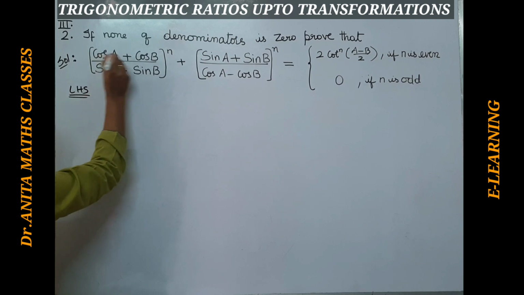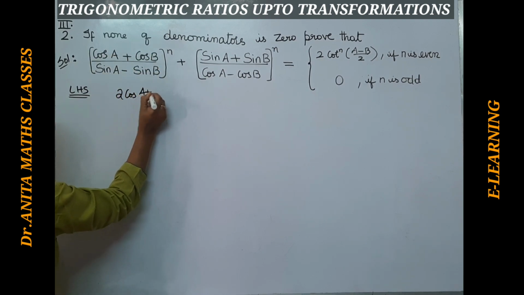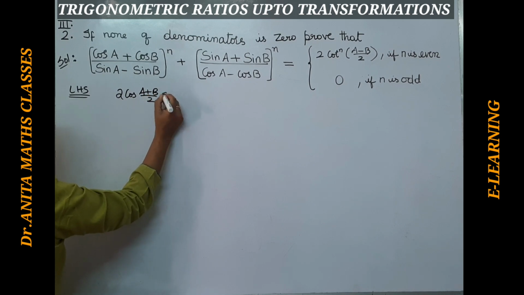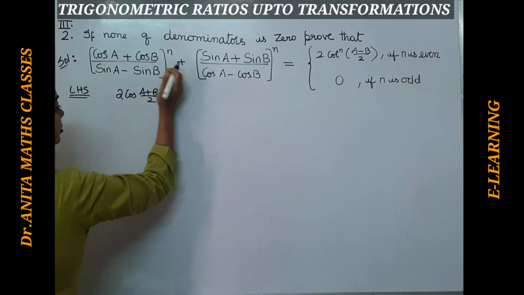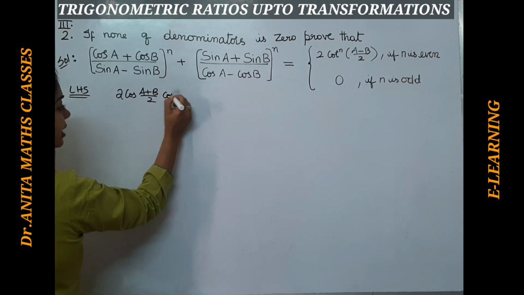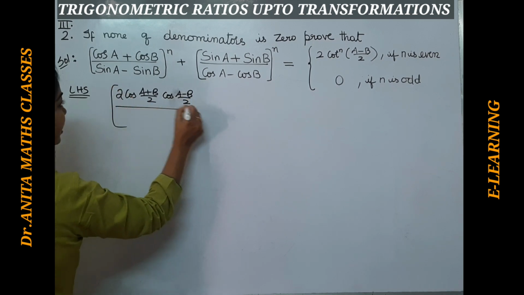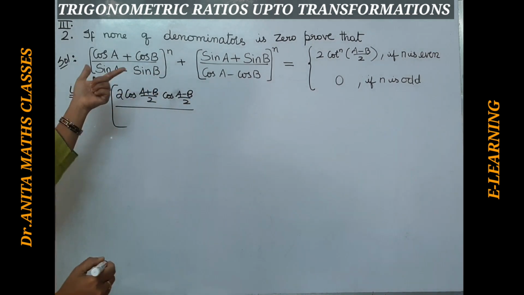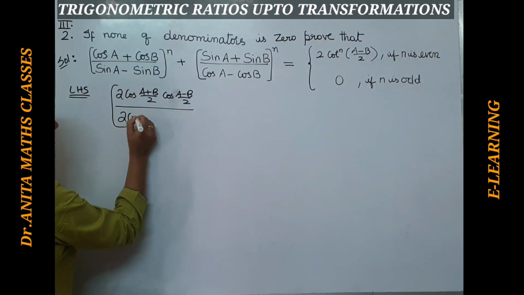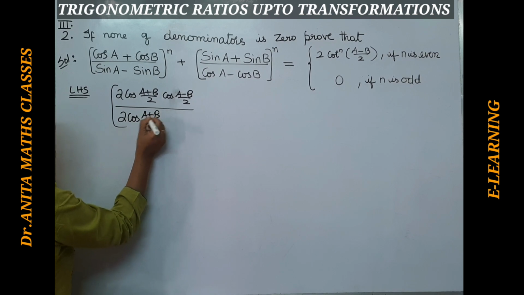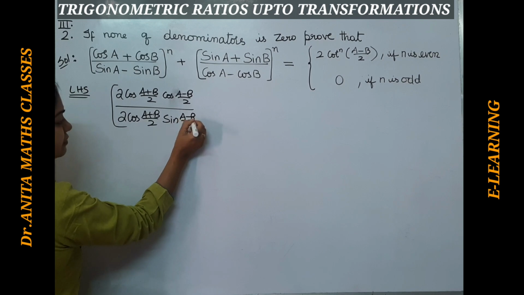Now let's see here, cos A + cos B, we can write it as 2 cos((A+B)/2) cos((A−B)/2). And here sin A − sin B, we get it as 2 cos((A+B)/2) sin((A−B)/2). This is a product transformation.